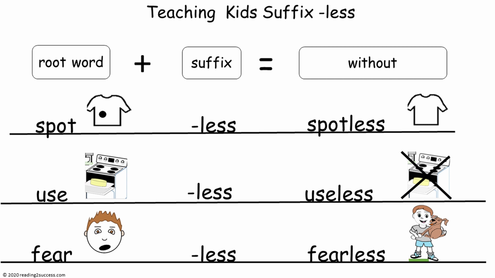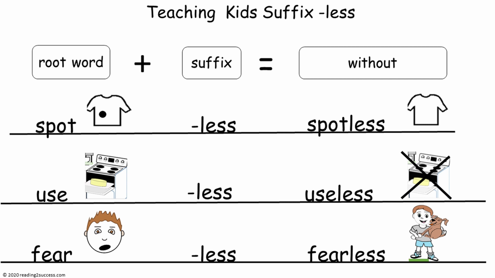And now introduce kids to our last suffix, less, meaning without. So let's look at our first root word, spot. There is a spot on the shirt, but then we add the suffix less, and the shirt is spotless. It has no spots. It is without spots or a spot.